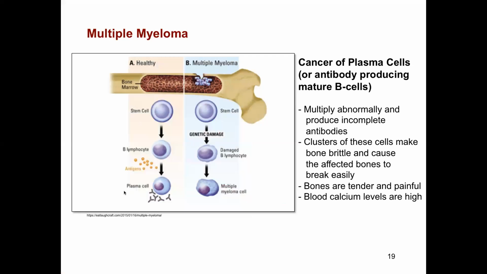These ones don't normally leave the bone marrow and enter the bloodstream, but what they'll do is they'll sit in the marrow, and they cause a lot of the bone to get very brittle and painful. And they don't produce very good antibodies. They don't work very well. So very often, someone who has multiple myeloma, they'll know this because the bones feel very painful and tender. And because the bone is breaking down, the blood calcium levels are going to be high, all right?